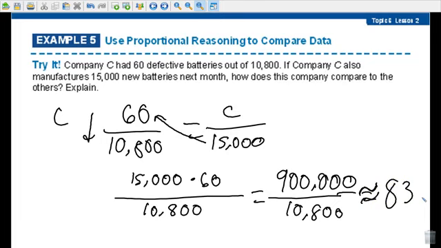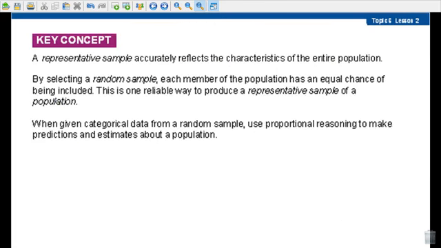So how does this compare to the others? Well, way better. Because company A had approximately 98 defective batteries out of the 15,000, and company B had 110. So we would choose company C. Company C is the winner. Okay? So that is the lesson.